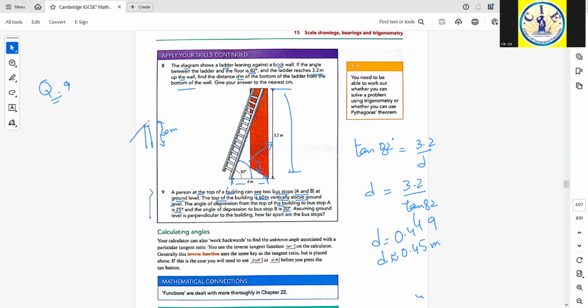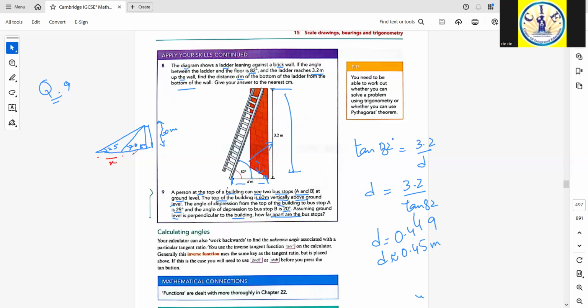So this is one angle and this is the other one. So this is 25 and this is 20 degrees. Then, assuming ground level is perpendicular to the building, like this, we need to have a right angle triangle like this. How far apart are the bus stops? We need to find out this distance. This is how much is the distance between them.